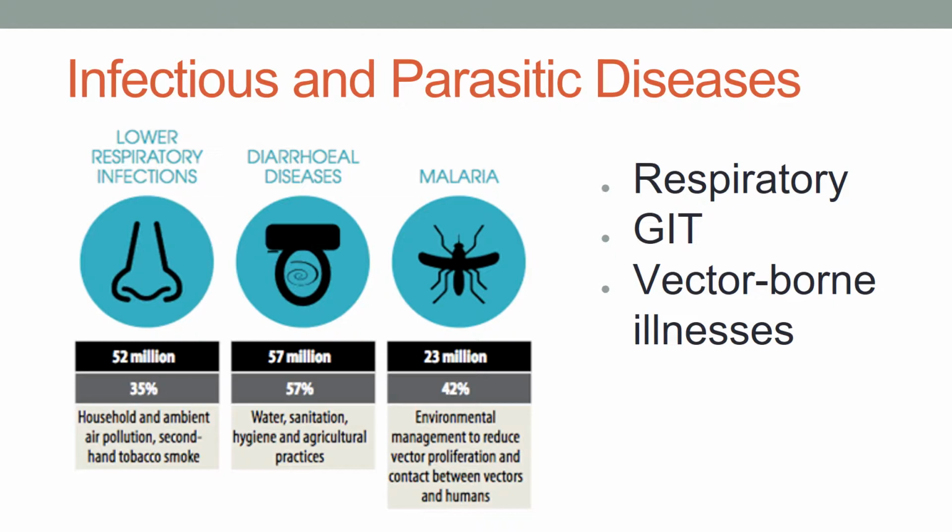Lastly, vector-borne illnesses. Malaria, 23 million people are affected by malaria. And again, this is related to the environmental exposure, particularly the influence and impact of climate change, which has affected the geographical areas where malaria is pandemic.